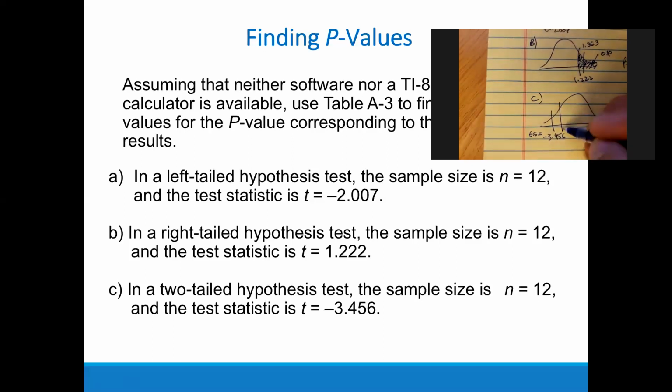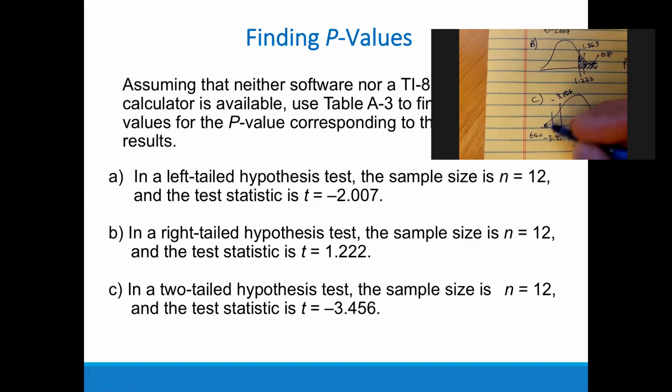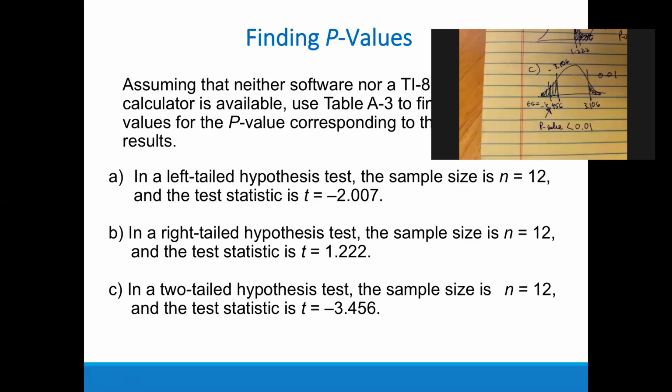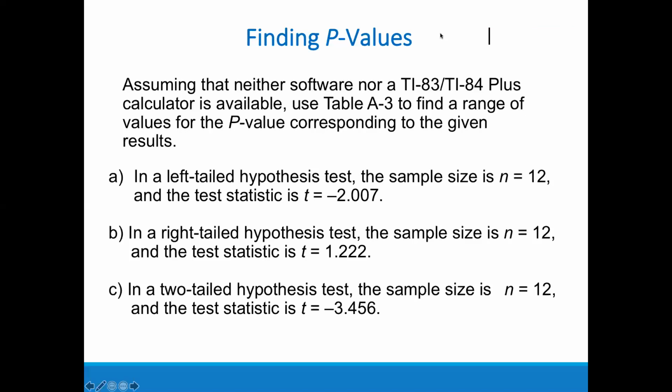Basically, that means that if we have that negative 3.106, the area on both sides of 3.106 would sum to 0.01. In other words, this p-value right here would be less than 0.01. Okay? That's how you basically do those ones, okay? If you have more questions like that, please come see me during office hours or my virtual office hours, and I'd be happy to go over any kind of problems like that.